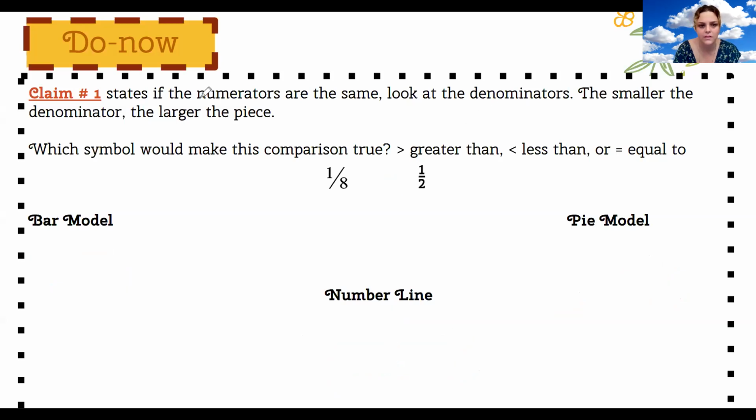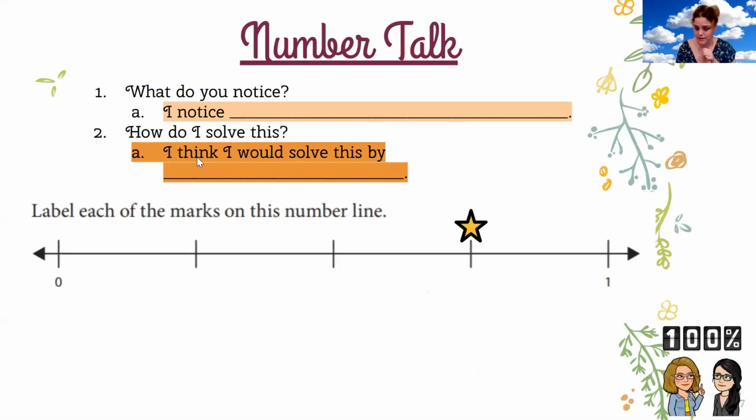So we're gonna go to our next activity, which is a number talk, and it still has to do with fractions. Number 1 is, what do you notice? And number 2 is, how do I solve this? I want you to look at this number line. It says label each of the marks on this number line. Number 1, what do you notice? And number 2, how would you go about solving?